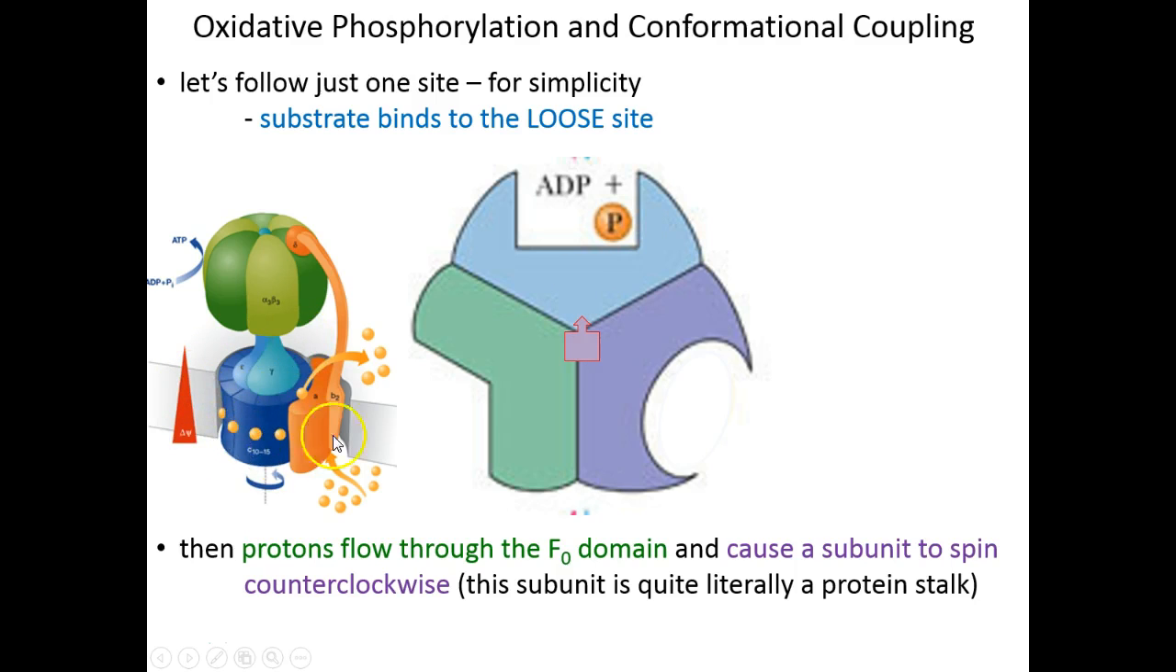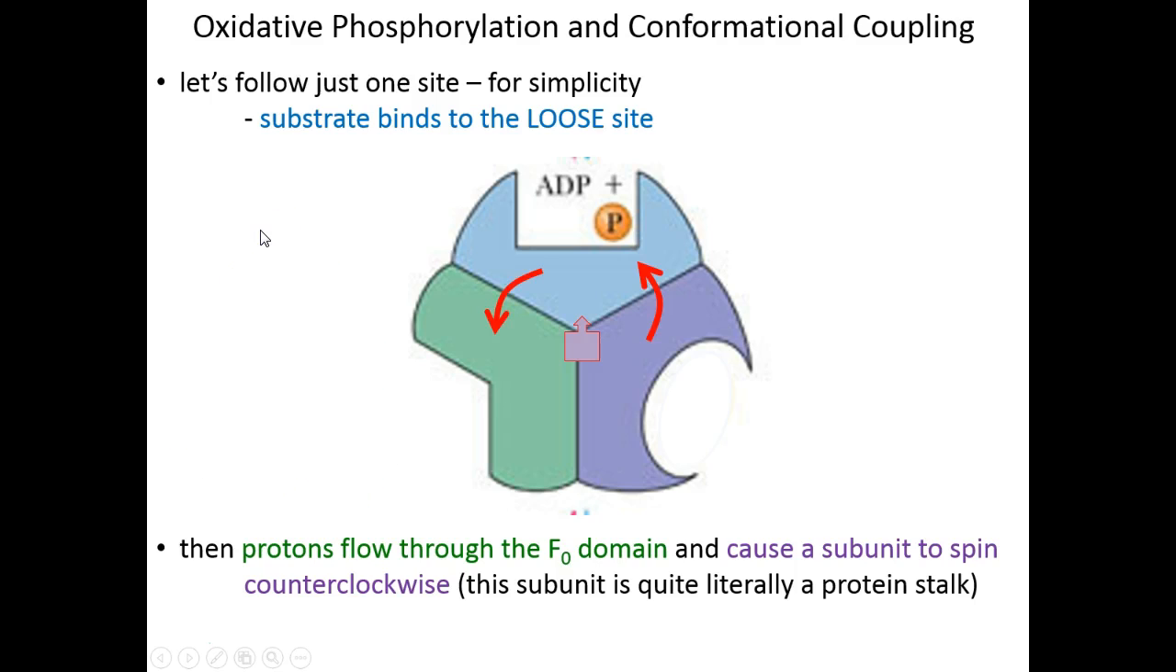So protons flow through the F0 region. The F0 region spins. The stalk spins with it. And there goes the stalk, spinning as a result of protons flowing through the F0 region. Now remember, I told you, wherever that little bump is the open site. So this open site is going to shift down here.